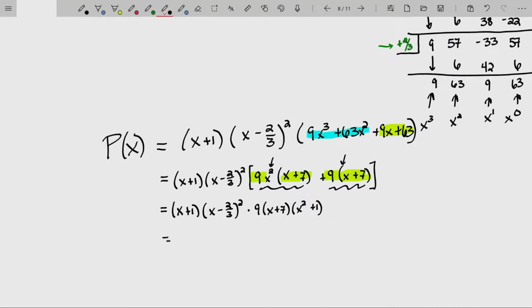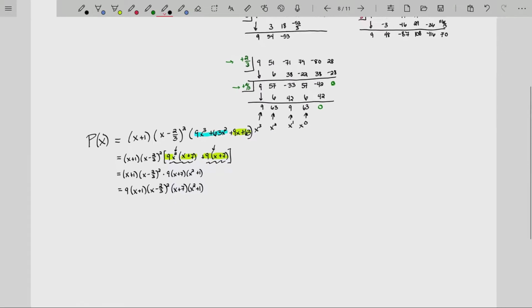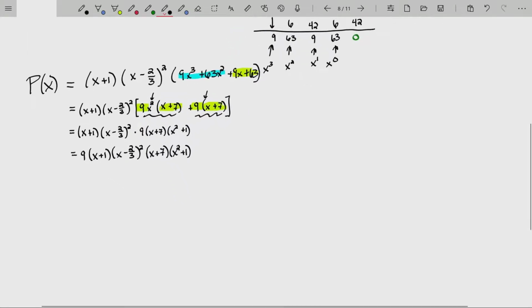And you can see my full factorization is as follows: 9 times (x + 1) times (x - 2/3) quantity squared times (x + 7) times (x squared + 1). Lots of work. Now remember, we were actually asked to graph this. And so we get to use some of our ideas that we've gone through in the past here.